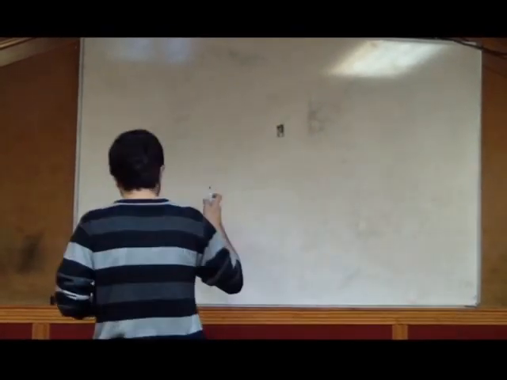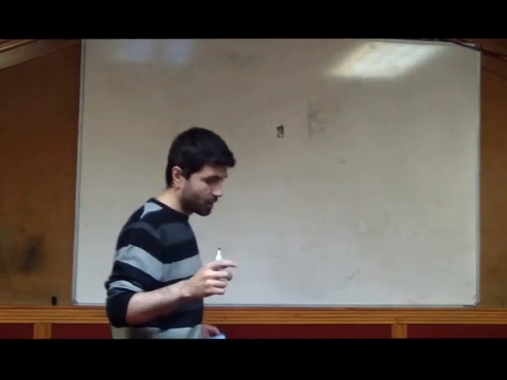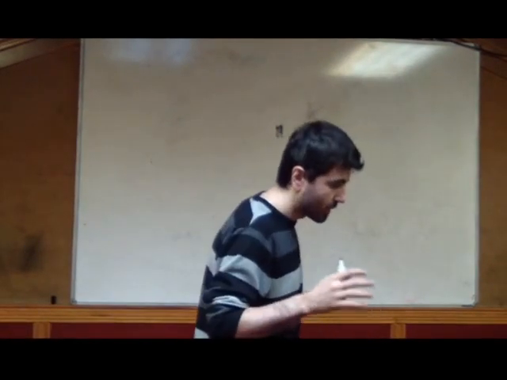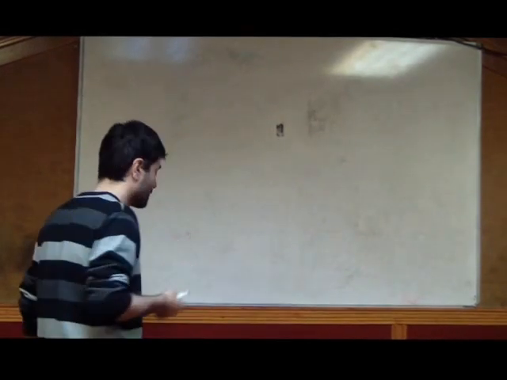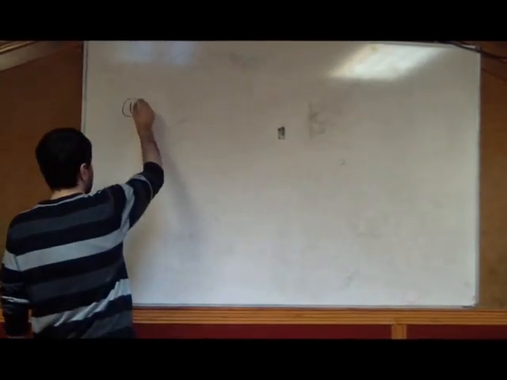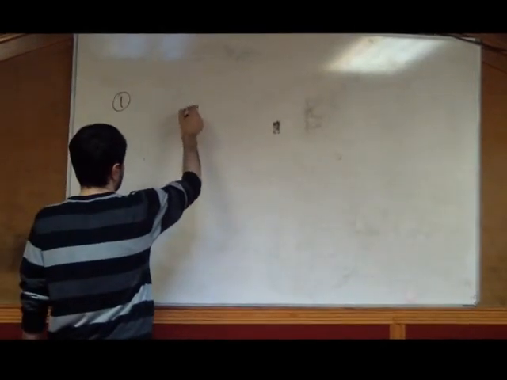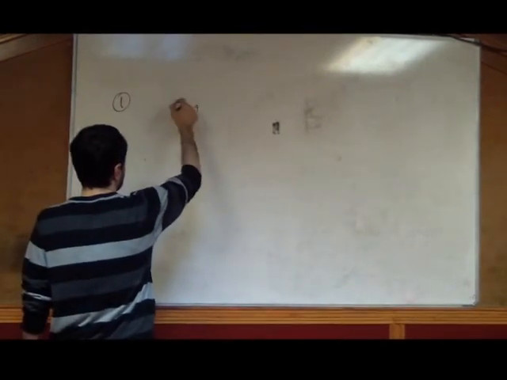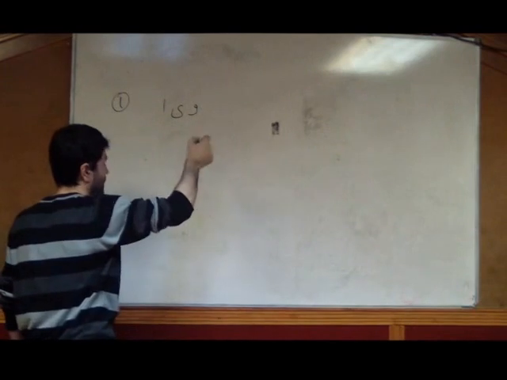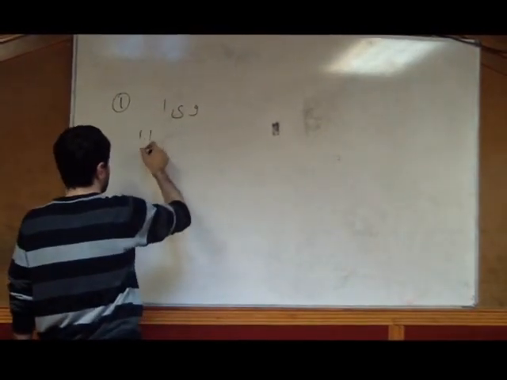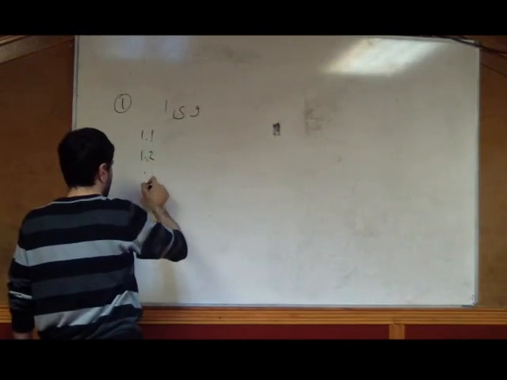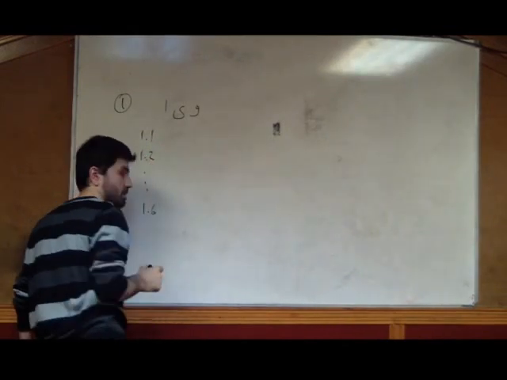So, we said we were going to divide the Tajweed that we are learning into two groups. The first group was related to Waw, Ya, and Alif. And these are mad letters. Yes? And then we said 1.1, 1.2, up to 1.6.